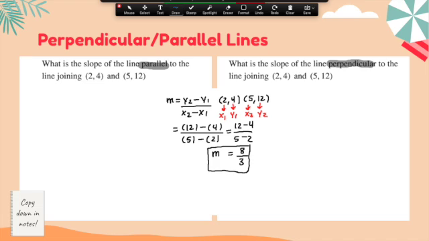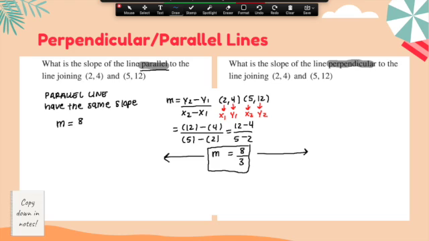Now once I get my slope down, then I can answer these two questions. Let's look at this one first. We're looking at parallel lines. If we already know the slope, we know that parallel lines have the same slope all the time. So if we originated with m equaling 8 over 3 as our slope, that would be the end of my answer because it's the same slope.